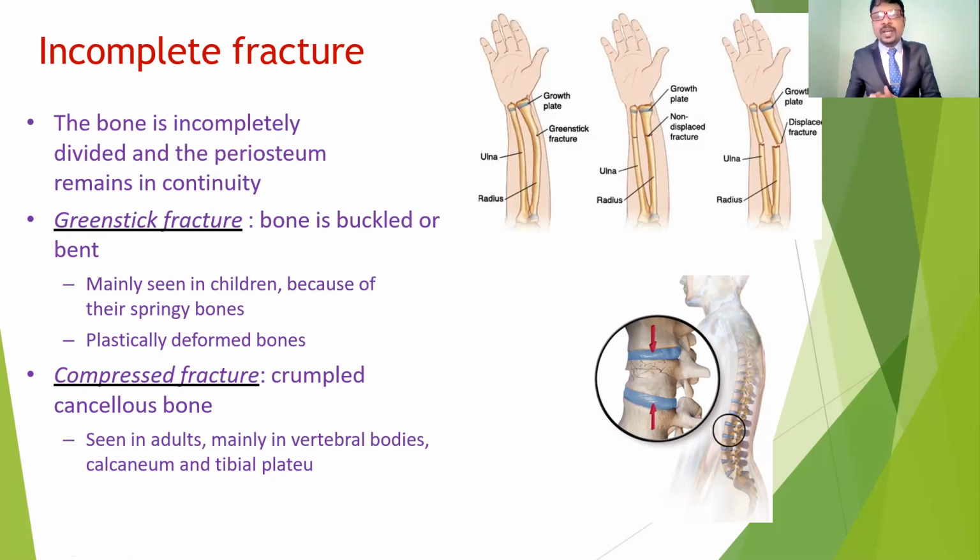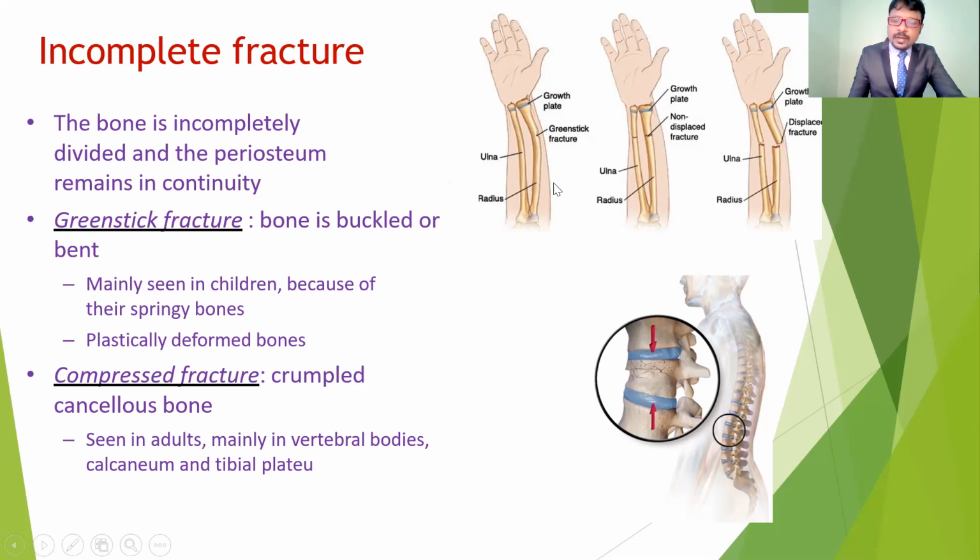If it continues, the fragments may break the bone. This type of fracture is commonly seen in children, who have springy bones. Why do children get greenstick fractures? Because ossification is not completed in children, so these fractures are commonly seen. Also, plastically deformed bones.